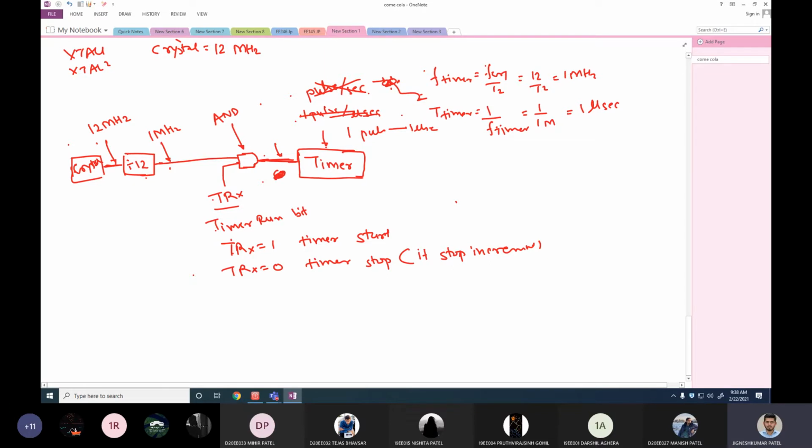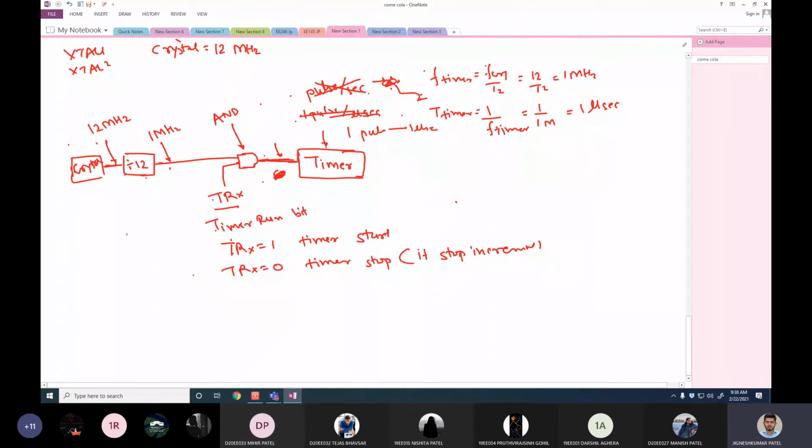Okay. So can I say this TRX is able to control this whole timer? Correct or not? This TRX is controlling this timer. Am I correct or not? Yes, sir. Okay. This TRX is basically a timer control bit known as the timer run bit.